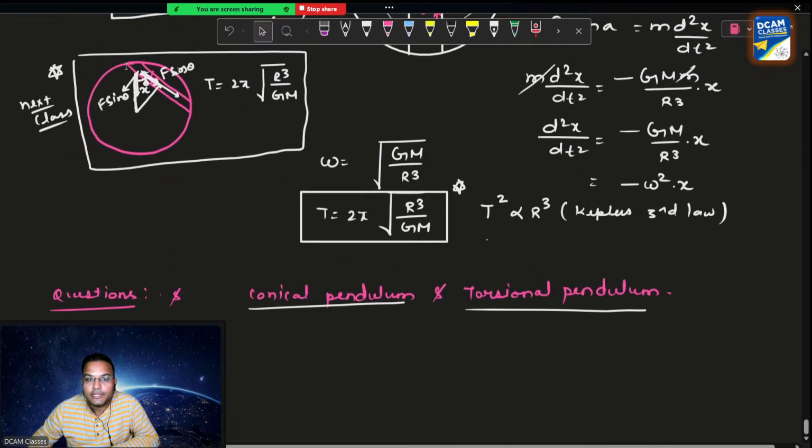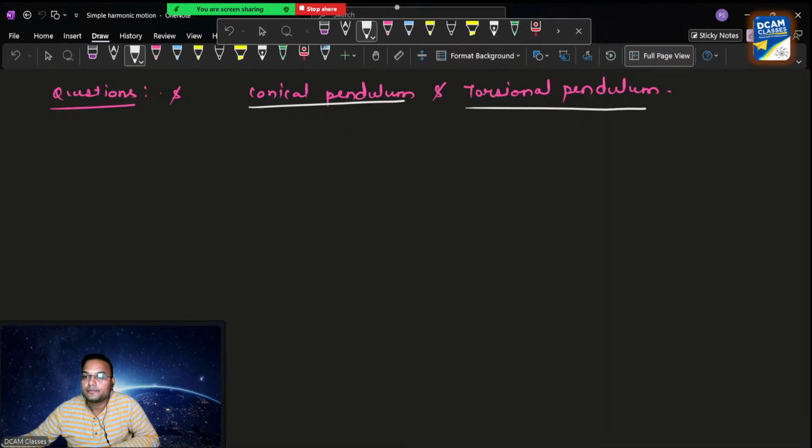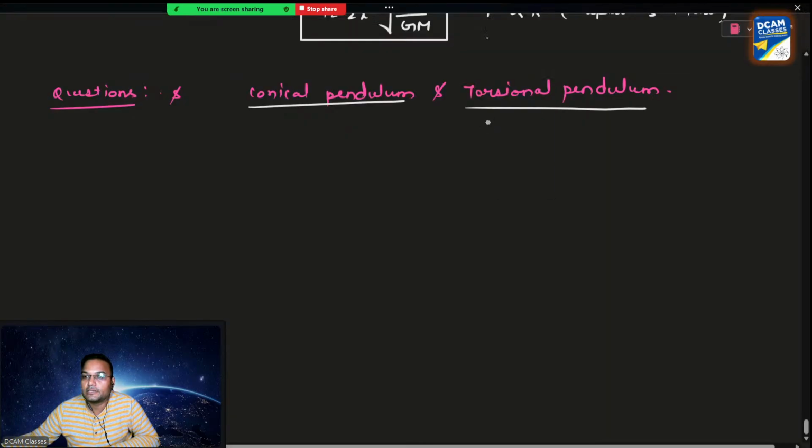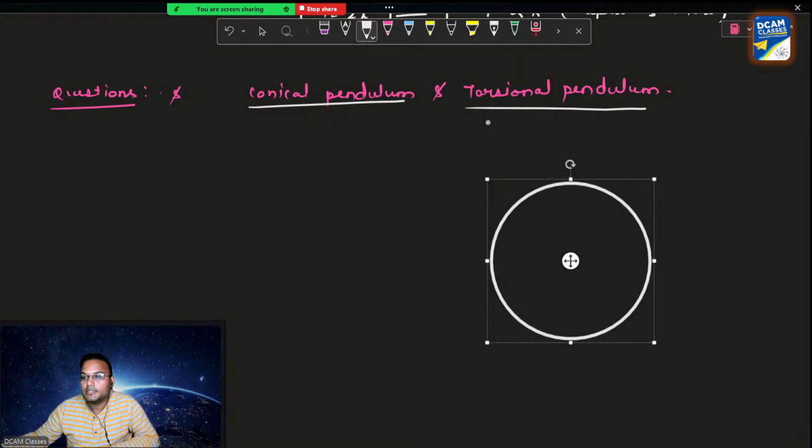In the last class, I was telling you about this case, na? When a tunnel is dug along the chord of the earth, what happens then? That I will explain. See, this is your earth. Now, in this particular case, the tunnel is along one of its chord.